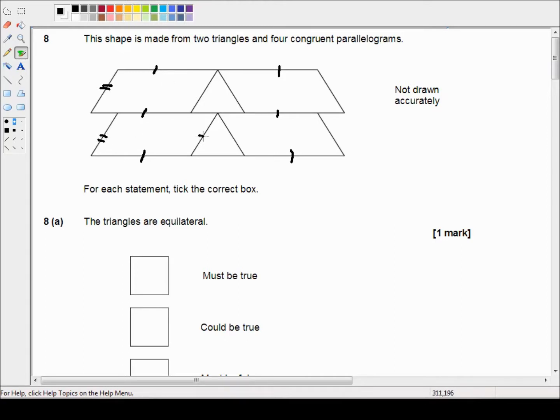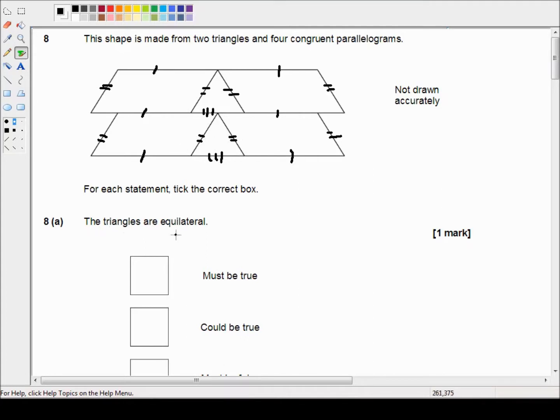So this length is also equal, and this length is equal, and this length is equal, and so on. Alright, so the ones with the 2 lines are always equal to each other, but not necessarily equal to the ones that have only got the 1 line. Okay, and we also know that this length is equal to this length, but not necessarily equal to the others. Okay, so that's what we know.